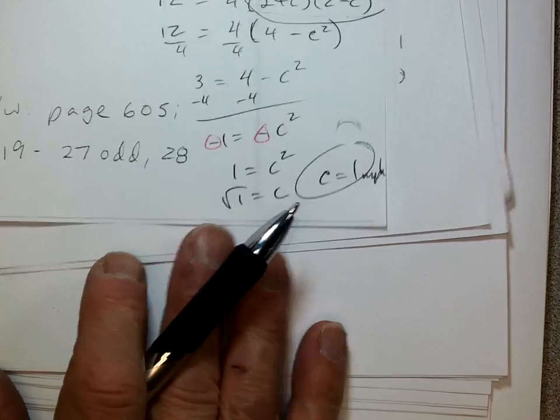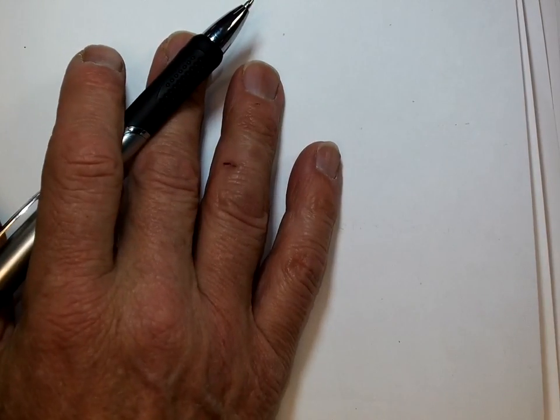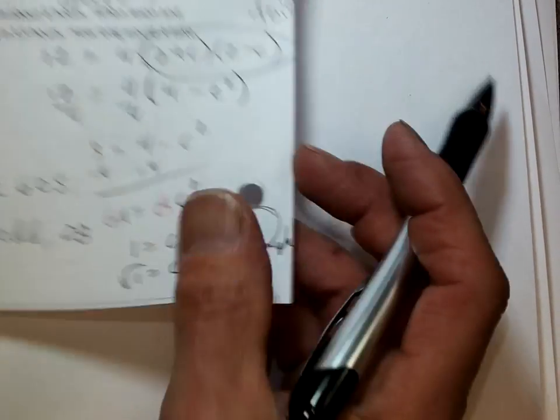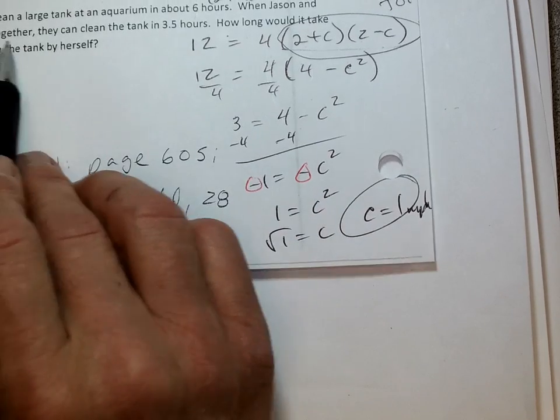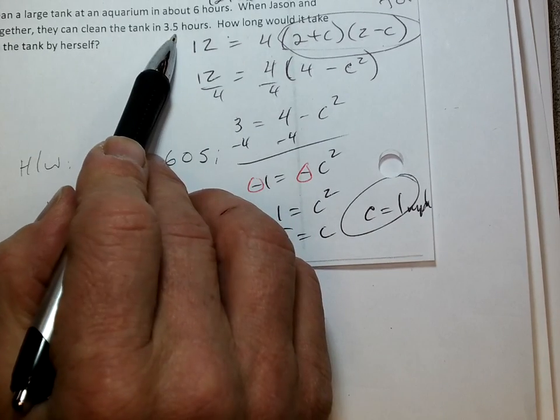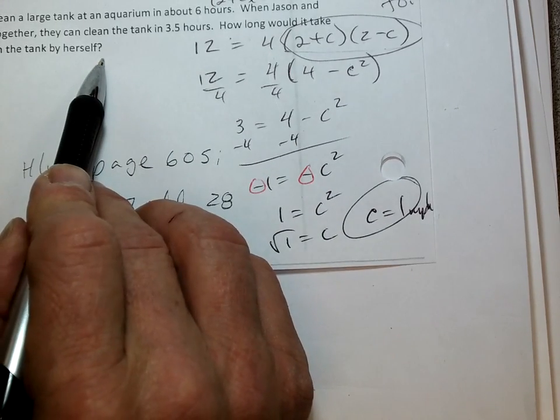Okay, I'm going to do the work problem on a separate sheet of paper, okay? All right, work problem. Example 6. Jason can clean a large tank and an aquarium in about 6 hours, okay? He can do one job in 6 hours. When Jason and Lacey work together, they can clean the tanks in 3.5 hours. That's the total time. How long will it take Lacey to clean one tank by herself?